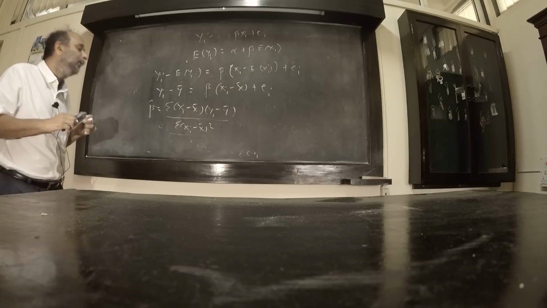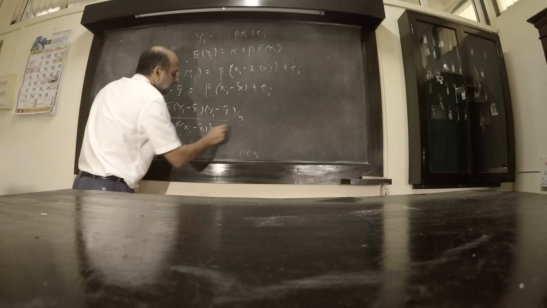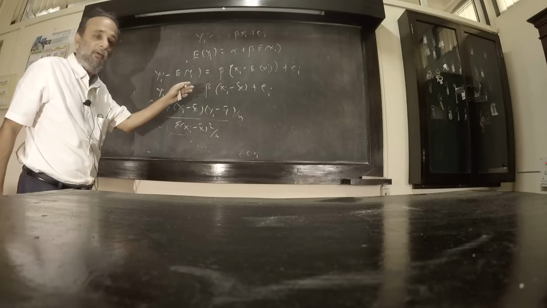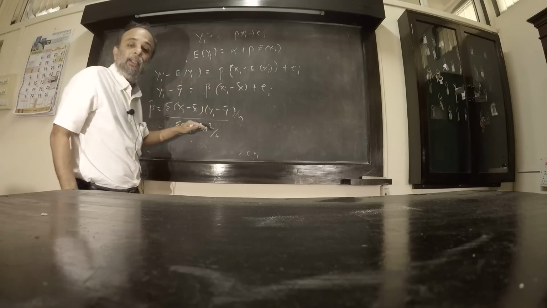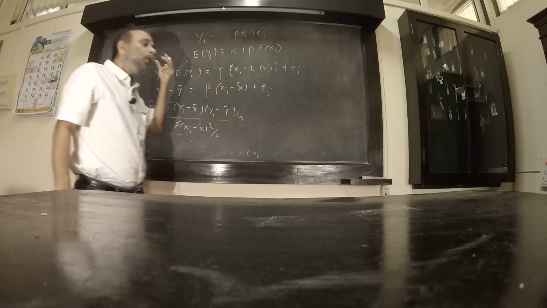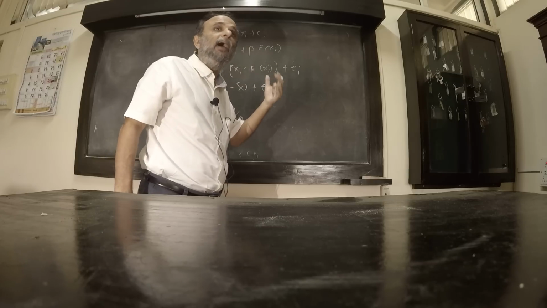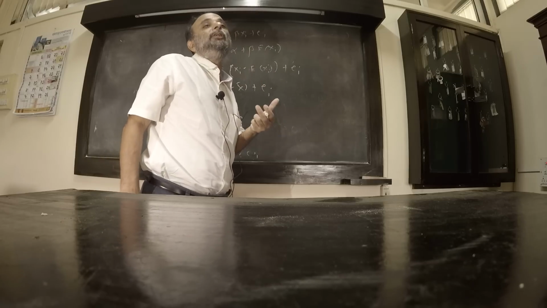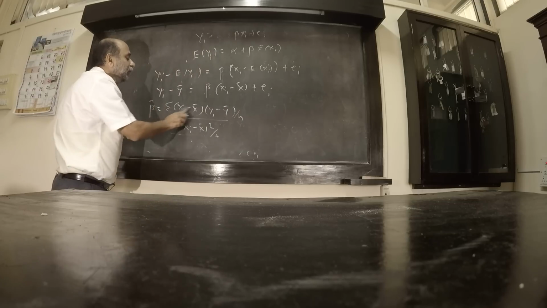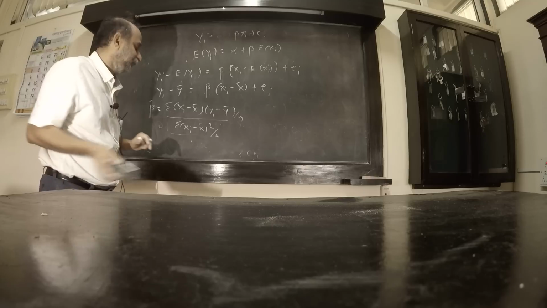So beta hat really now is nothing but, if you divide this by n and if you divide this by n, you get the covariance between x and y divided by the variance of x. So beta hat is the co-movement in x and y per unit movement in x, whereas beta is the change in y per unit change in x. Beta hat, the estimator, is the estimated covariance between x and y divided by the variance of x.